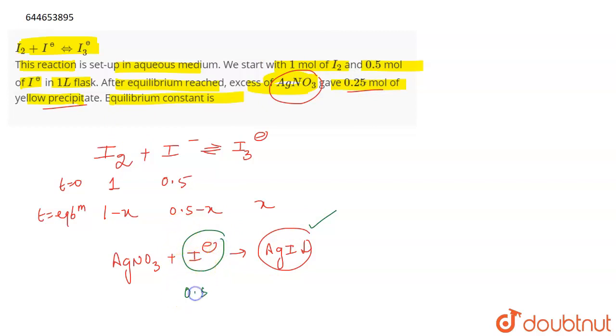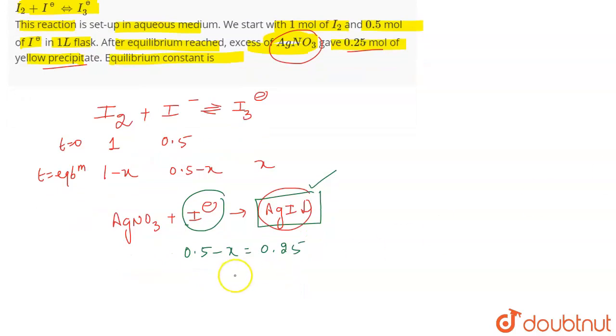Which basically means that 0.5 minus X will be equal to 0.25, right? Because when 0.25 mole of AgI is formed, this means that I negative will be 0.25 because the stoichiometry is the same, right? So this will be X is equal to 0.25.